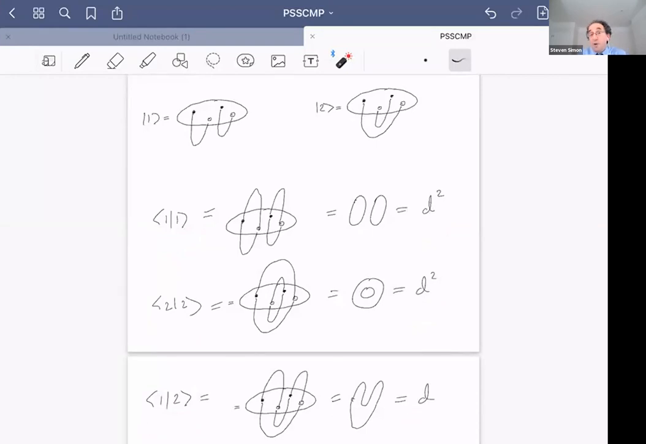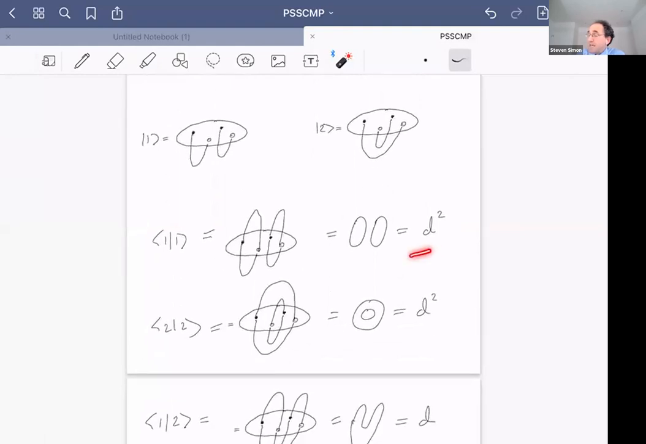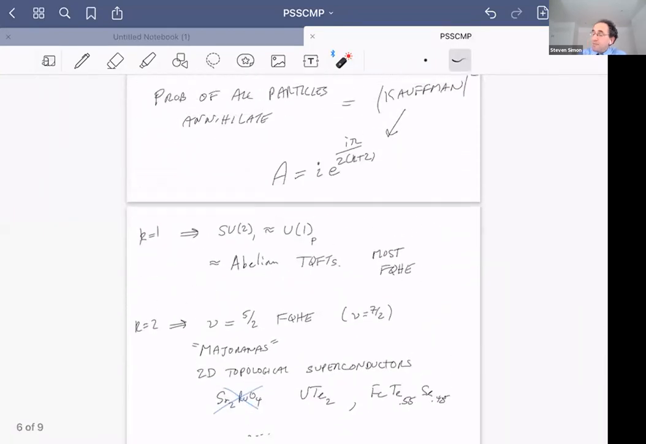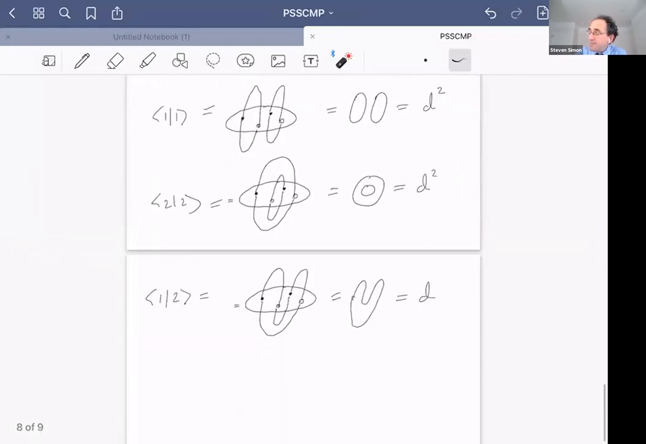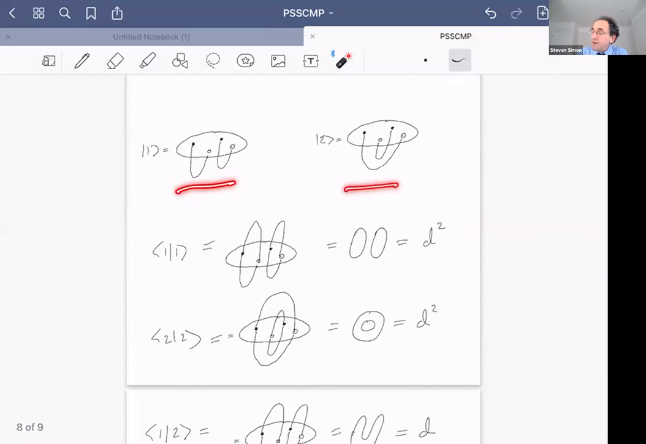So this tells you immediately that one and two are linearly independent, with the only exception being if d happens to be unity. And in fact that does happen in the k equals one case. This is the least interesting case, where most of the fractional quantum Hall effect lives. It's the other ones that are more interesting. At least in the cases where d is not equal to one, we have two linearly independent states associated with two particles and two holes.